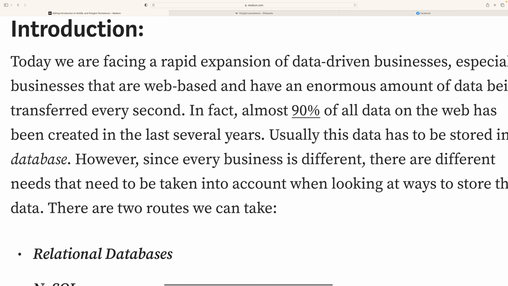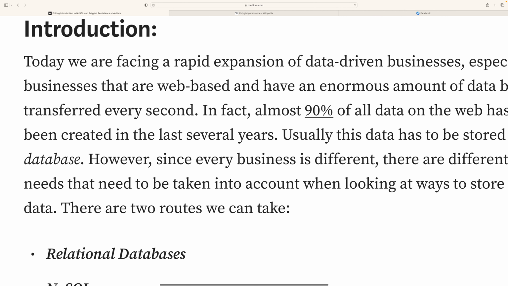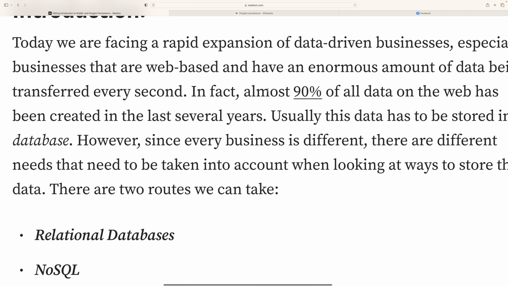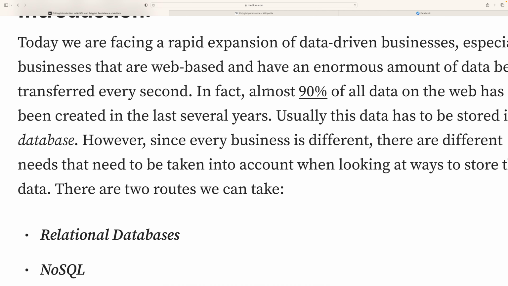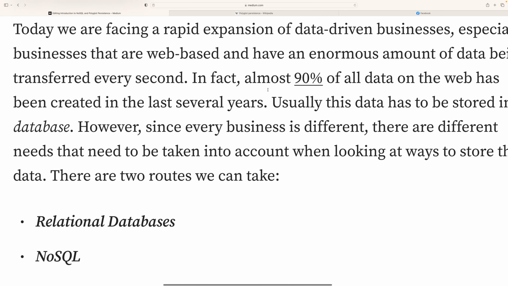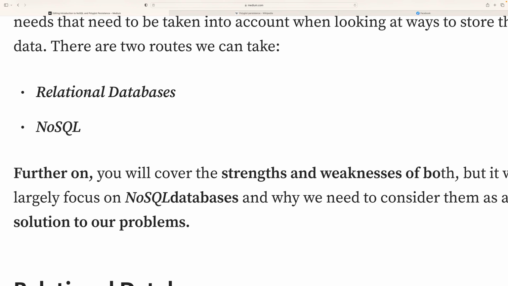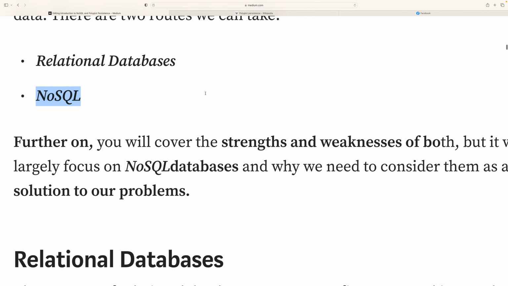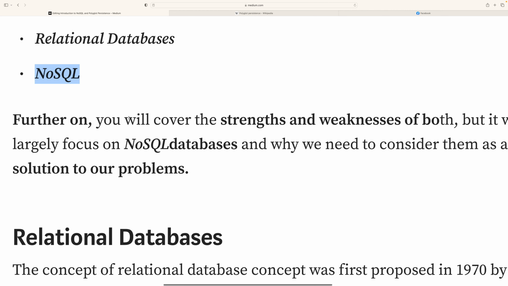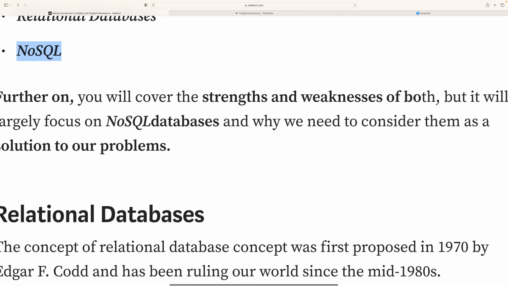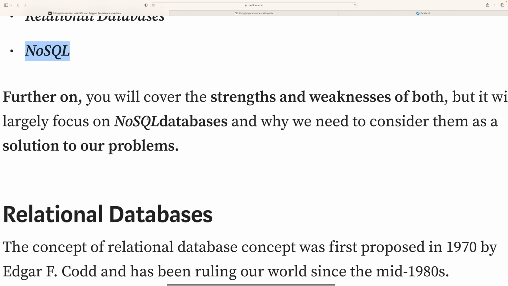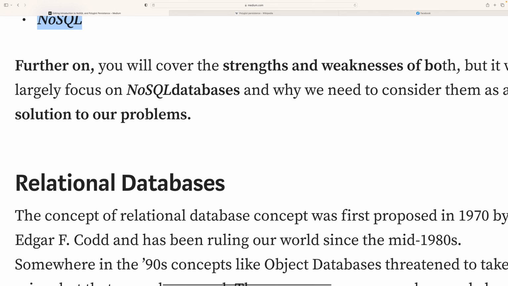In fact, almost 90% of data on the web has been created in the last several years. Usually, data has to be stored in a database. However, since every business is different and has different needs that must be taken into account when looking for a way to store the data, there are two routes we can take. First, we can store data in relational databases, which we call RDBMS, and the other is NoSQL, which I'm going to talk about next. Further on, we will cover the strengths and weaknesses of both, but it will be largely focused on NoSQL databases and why we need to consider them as a solution to our problem.